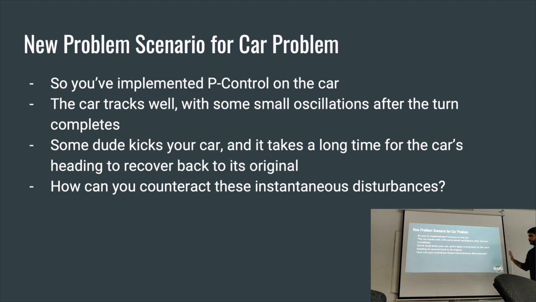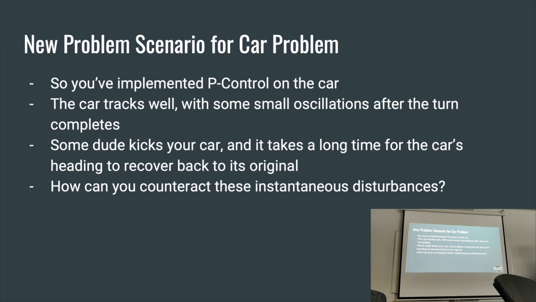So say P control works. It works pretty well. You've tested it, the car tracks well, and you get some small oscillations after the turn completes, right? Then you have some dude in your way, and he just kicks your car. As he kicks your car, you notice that the car diverges from its path, and it takes a while to recover back to its original heading. So how can you counteract these instantaneous disturbances is the question. How can you recover from this dude's kicks faster, basically, right? How can you recover from instantaneous disturbances?